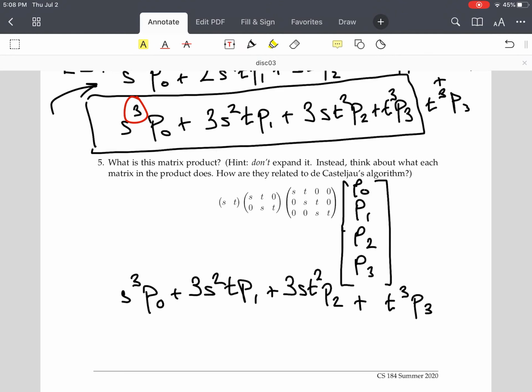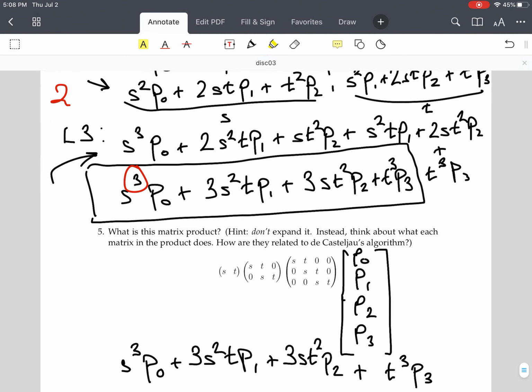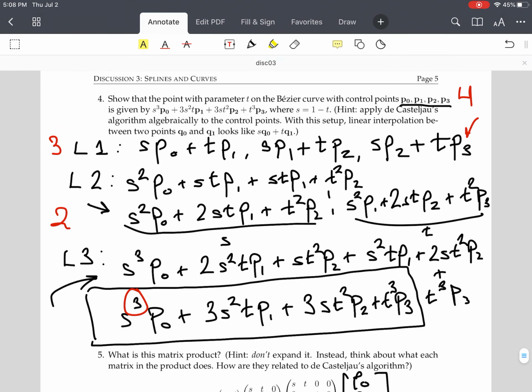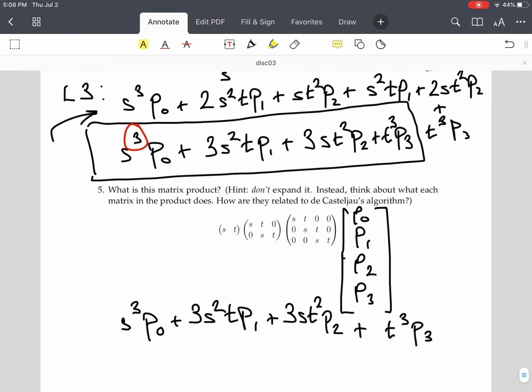But it's more important that you look through this and understand exactly how these matrix multiplications represent exactly the same operations we did right here in number 4. All it is is s times one point plus t times another, s times one point plus t times another. And each time we have one less control point, which is why these matrices go from a 3 by 4 to a 2 by 3 to a 1 by 2. And eventually we have a nice equation for our Bezier curve.